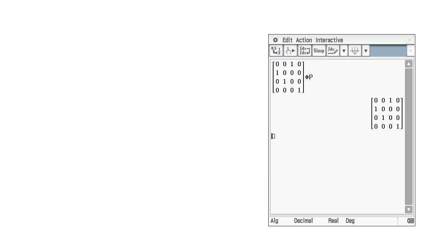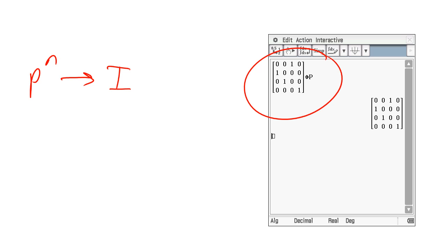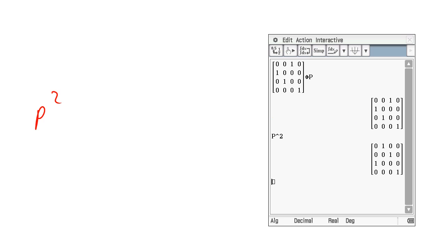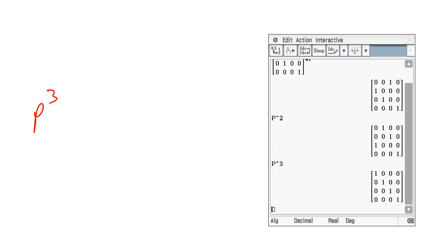And another special case, I've talked about this in the permutations video, but P to the power n eventually becomes I. Okay, so over here I've got my matrix P, which I've just labeled into my calculator. And then I've done P squared. And no, that didn't equal I, but maybe you can do it to a higher power. And here we go, we've got P cubed does in fact equal I.